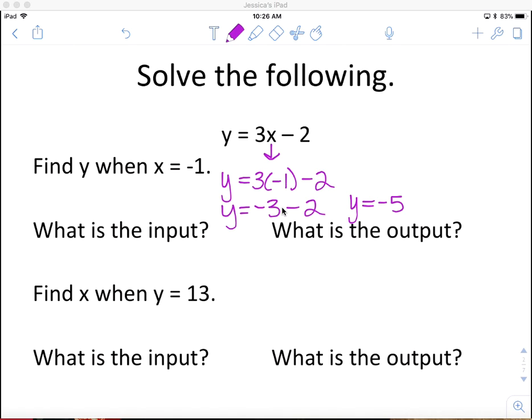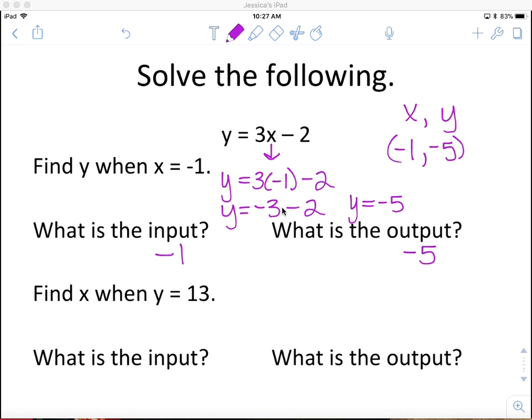So for this, I want you to think about a coordinate. And remember coordinates, you always write x first and then y. If I were to write the coordinate that we just found, when x is negative 1, we just found that y is negative 5. This is really important for this lesson to understand the difference. X, negative 1, that is your input. Y, negative 5, that is your output. So get in the habit of thinking about x as input, y as output, because that is very important for this lesson.